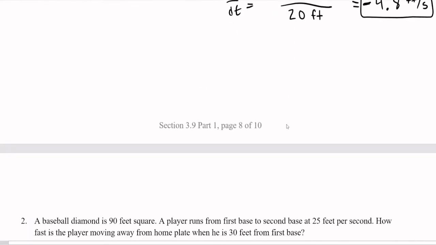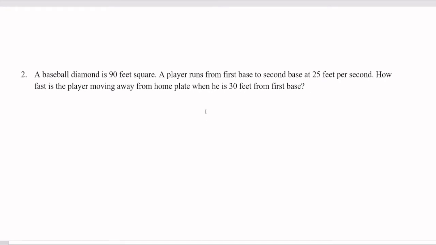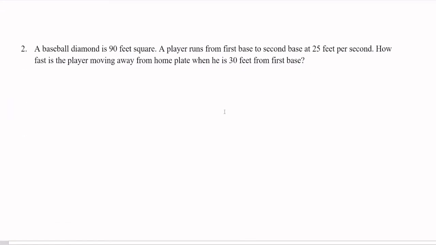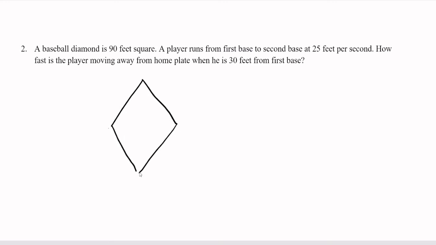So let's try another one. A baseball diamond is a 90 foot square. That's a good question. In any case, baseball diamond. We can draw this. Boom, boom, boom. Okay, we got our baseball diamond.